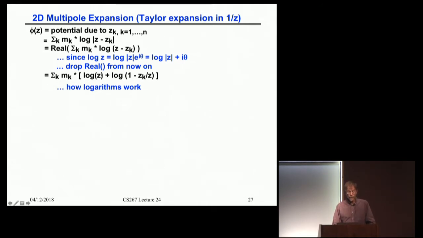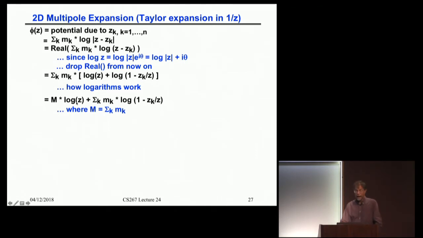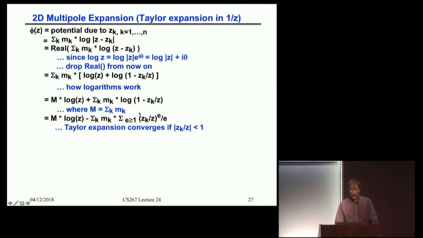Okay, so now I have this sum here that doesn't depend on k anymore. So let me sum that separately. I get the sum of the masses times log z, so that's the total mass times log z. And then I get this term here, which I'm going to do a Taylor expansion of. So who remembers from freshman calculus, what's the Taylor expansion of the log of 1 minus a tiny number? That's not very hard. It's just the number to the exponent e divided by e. So it's this to the first power divided by 1, this squared divided by 2, this cubed divided by 3. That's that Taylor expansion of this expression.